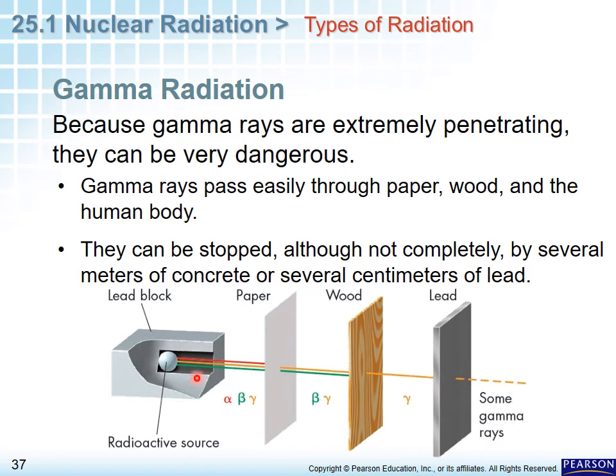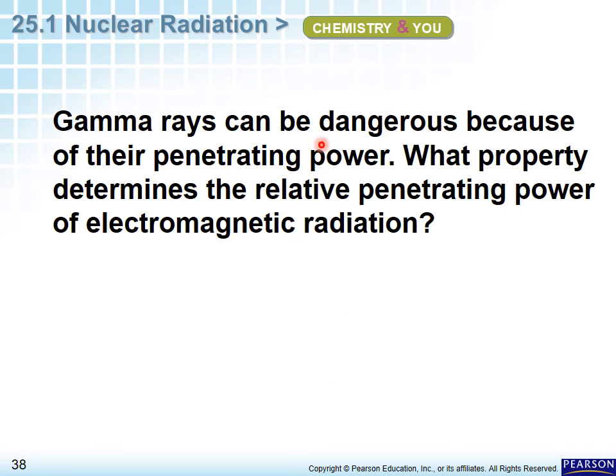So you can see that alpha particles stop here at the paper. Beta crosses the paper but is stopped by the wood. But gamma can penetrate through the paper, through the wood, and through the lead as well. Gamma rays can be dangerous because of their penetrating power.